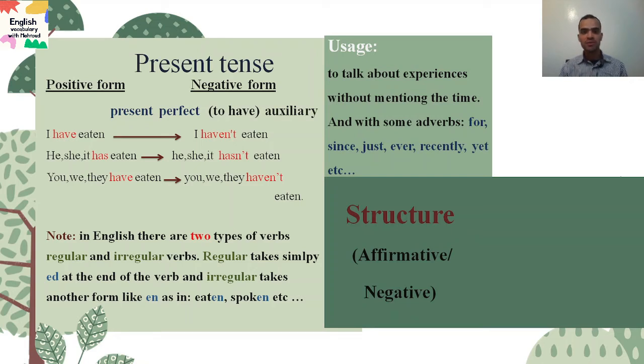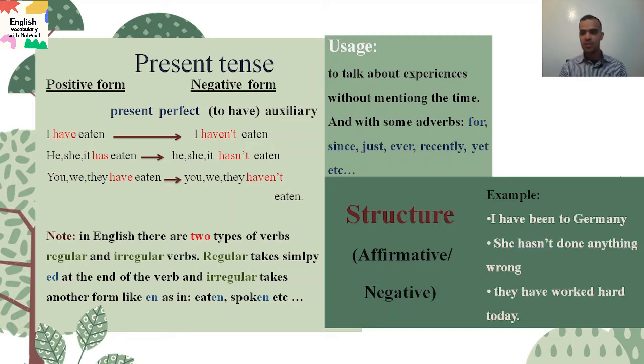Let's see examples to know more about the present perfect. So, example: I have been to Germany.